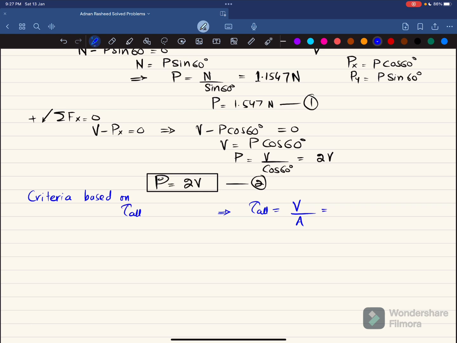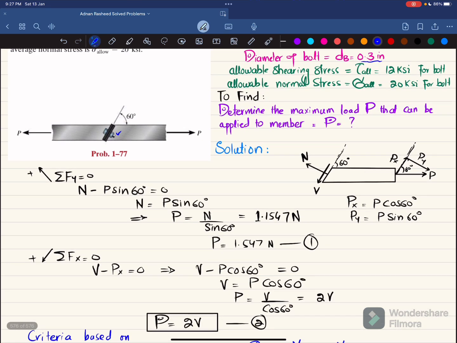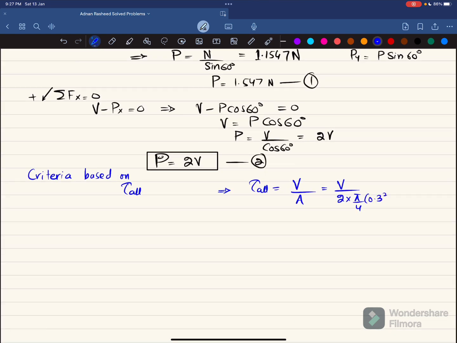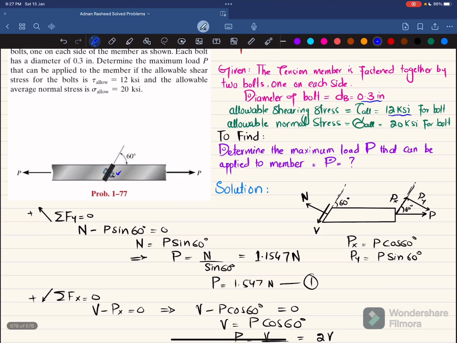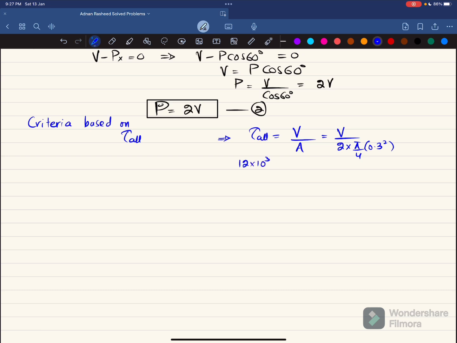So we will take V, we do not know V, so I will write V divided by 2 bolts, so 2 multiplied by pi by 4. Diameter of bolt is given as 0.3 inch, so I will write 0.3 squared. And allowable shearing stress for bolt is 12 ksi, so I will write 12 into 10 to the power 3 is equal to V divided by 2 (the 2s will cut), so we get pi by 2 into 0.3 squared. And from here we will get V is equal to 12 multiplied by 10 to the power 3 multiplied by pi by 2 into 0.3 squared. And you will get the shear force comes out to be 1.696 kip.